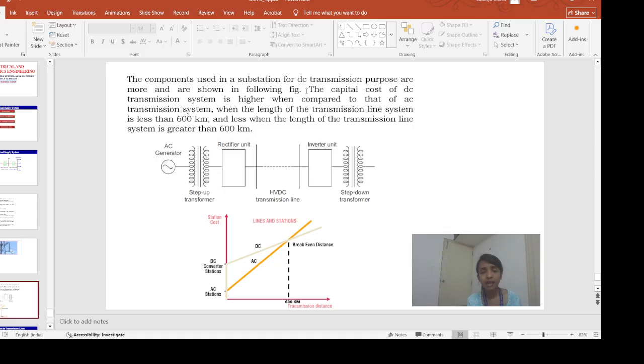Now, the capital cost of the DC transmission system is higher compared to that of the AC transmission system when the length of the transmission line is less than 600 km, and less when the length of the transmission line is greater than 600 km. That means when the length of the transmission line is less than 600 km, it is always economical to go for AC transmission, while when the length is more than 600 km, it is always convenient to go for DC transmission.